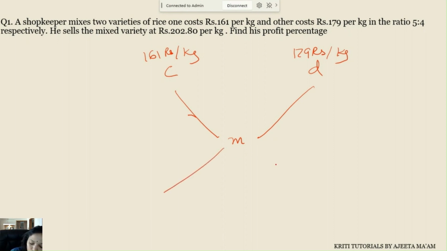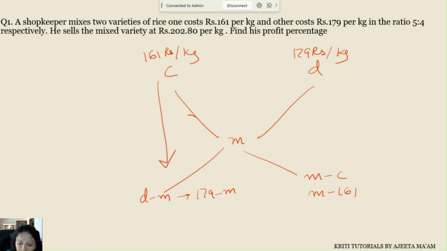Now, what is the formula? D minus M. So that will be 179 minus M. On the other side, what do we have? M minus C, which will be M minus 161. Below the cheaper, we have D minus M. Below the dearer, we have M minus C. So, what's the ratio given to us for cheaper and the dearer?